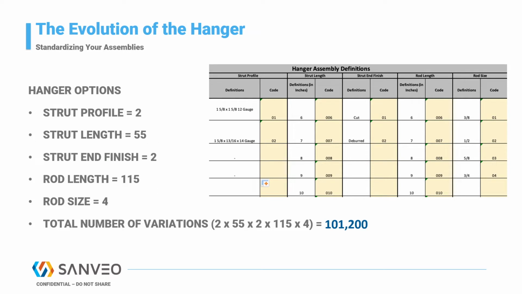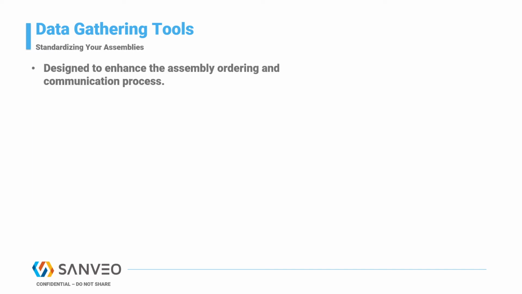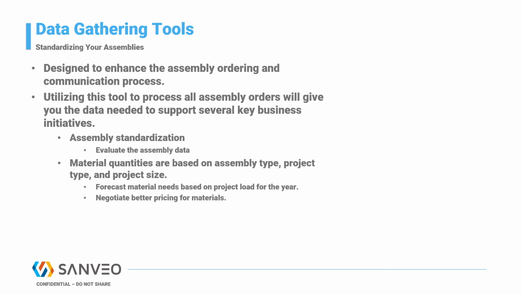We need to begin to collect data to determine which assemblies are used 80% of the time across multiple projects. We will use data gathering tools to assist in this process. Developing data gathering tools will assist in the assembly ordering and communication process. This will allow the prefabrication department to know what assemblies are needed on projects. In addition to simplifying the ordering process, it can help you gather the data needed to standardize your assemblies.